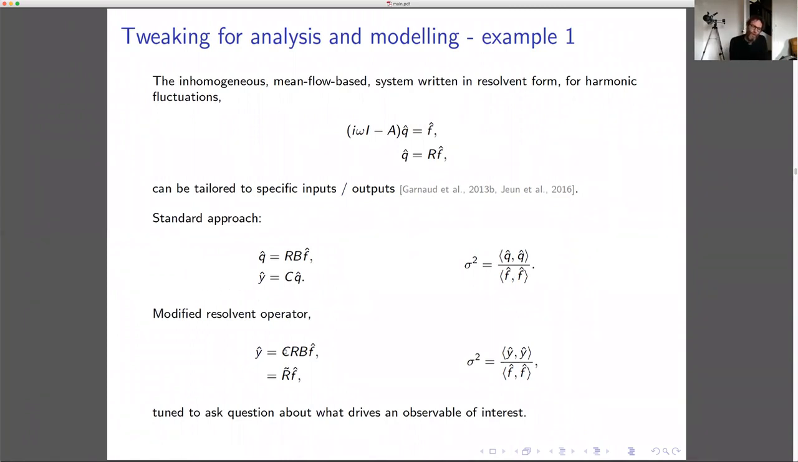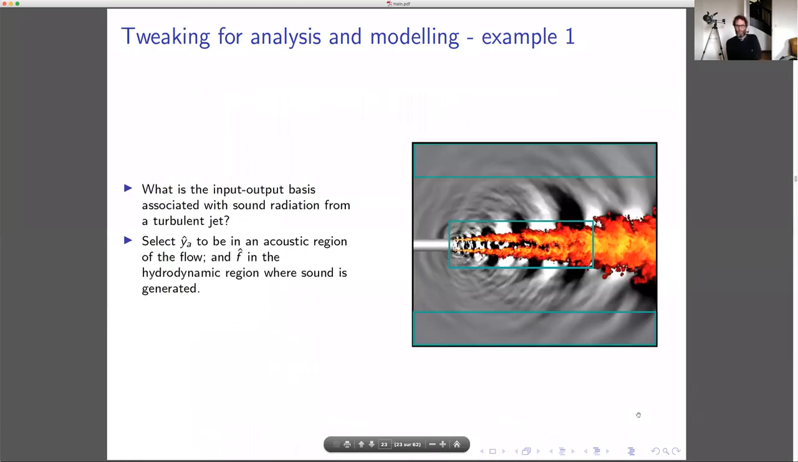On the other hand, if we now use these matrices C and B to somehow localize what you call the input and what you call the output, we can create what I'm calling a modified resultant operator, R tilde. In which case the Rayleigh quotient that we're now talking about is something that we're trying to maximize, which would find the minimal forcing in some region that maximizes an output somewhere else. So in this way, you can tune the framework to ask questions about an observable that you're particularly interested in. It could be drag, it could be fluctuating lift, it could be sound generation. The sound generation is the one that we were interested in here.